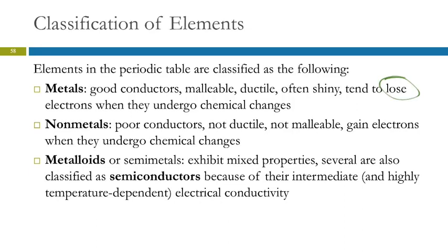The nonmetals, their physical characteristics are not as uniform as the metals. They tend to be poor conductors of heat and electricity. They're not malleable, not ductile, and they gain electrons. So they're kind of opposites, right? We have the metals, and then we have the non-metals, and they're just basically opposite. Then the metalloids or semi-metals are in between. They have very mixed properties. Several of them are considered semiconductors. And these are really important in technology.